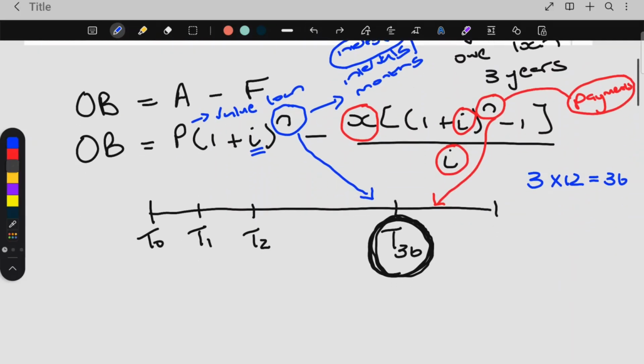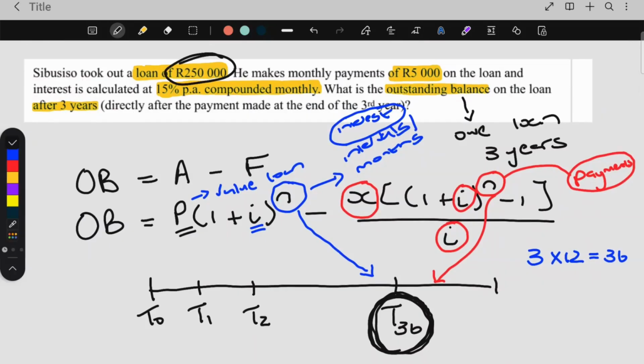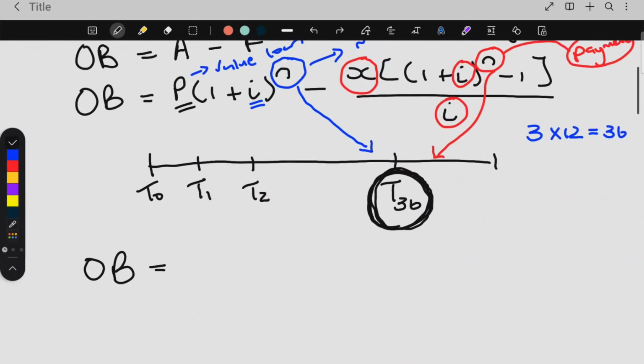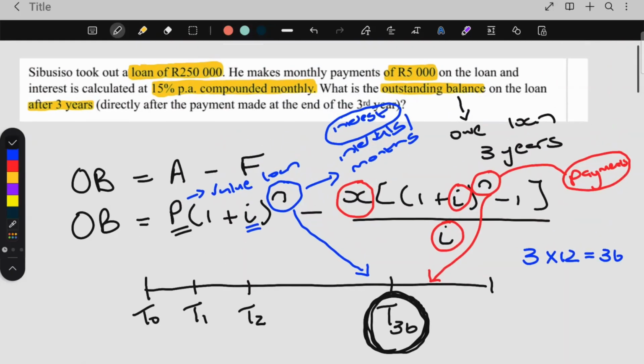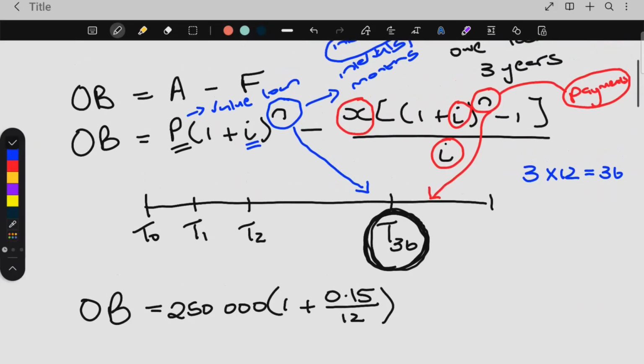Okay, let's substitute. This P is the value of the loan, which is 250,000, so I'm going to put 250,000 here. Then 1 plus our interest, which was 15% per annum compounded monthly. Now this N is the number of intervals you paid interest for. Up until this point, you've paid interest for 36 months, so 36 goes there.